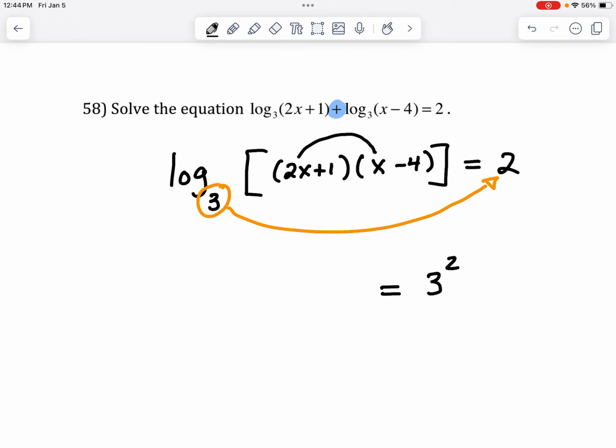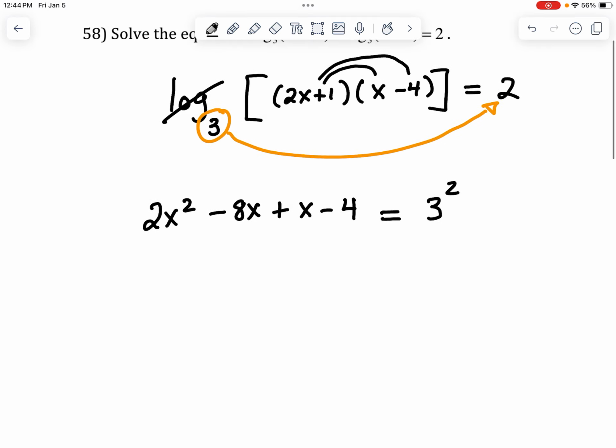So there's going to be 2x times x is 2x squared. And by doing that orange part, that actually eliminates the logarithm. So all that's left is a 2x squared, and then a 2x times negative 4 is negative 8x. And then distribute the 1. So that's just going to give us an x positive minus a 4.